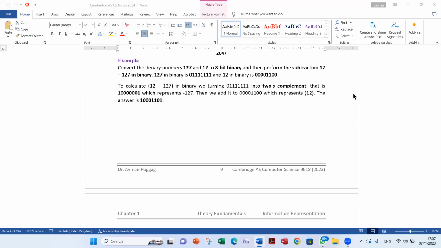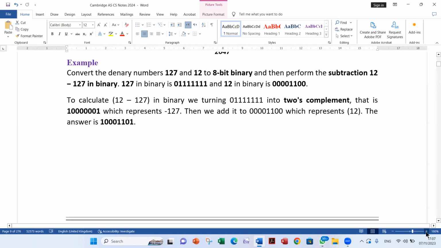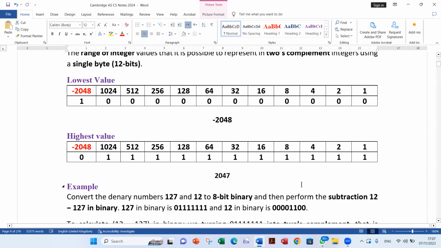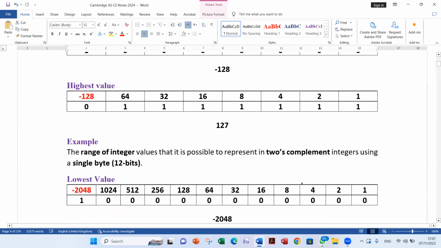Cambridge AS Computer Science, Chapter 1, Information Representation, Part 2. Okay, we are here after studying the two's complement. The two's complement is about representing positive and negative numbers. Okay, the two's complement format, for example, let us start from here. I think we stopped here.